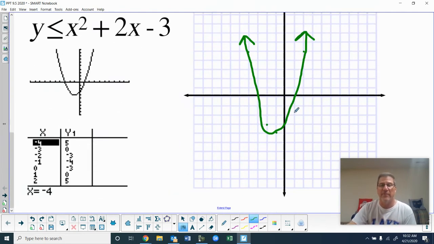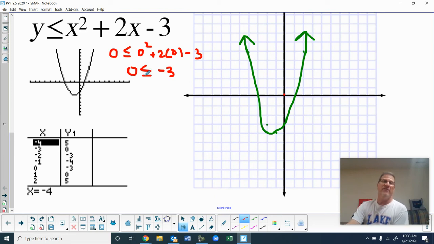And again, we have to shade. All right, so again, I'm going to pick the point (0, 0). If it works, I'm going to shade inside the parabola. If it doesn't work, I'm going to shade outside of it. All right? So I just substitute 0 in for y and 0 in for x to see if I get a true statement or not. It tells me where I can shade. So 0 is less than or equal to -3.